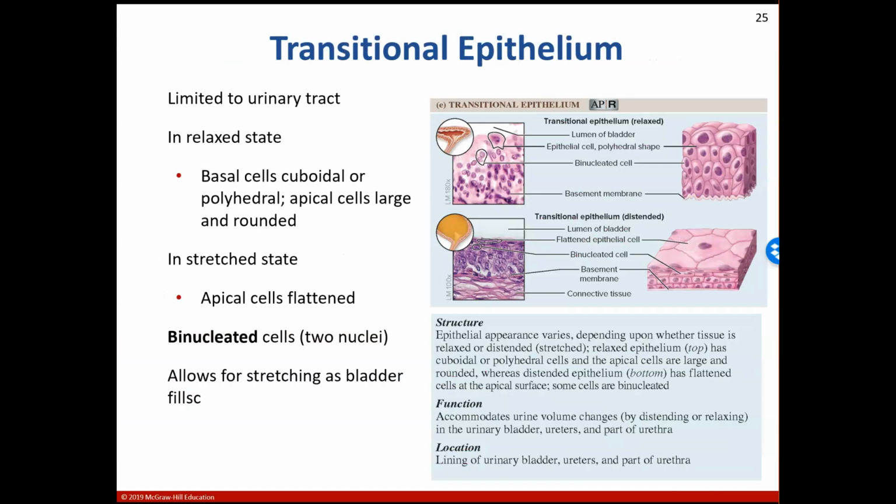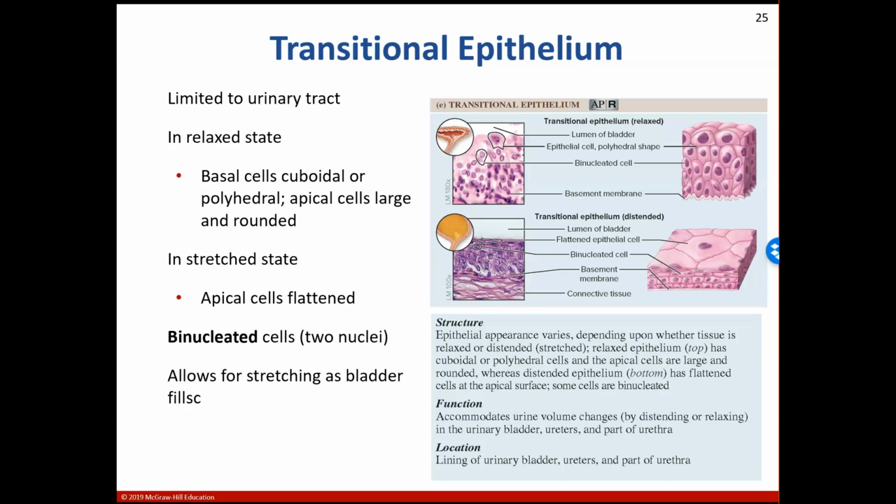And now for our transitional epithelium, it is going to be limited to our urinary tract. When it is relaxed, we'll see that those basal cells are going to be more cuboidal or polyhedral, whereas our apical cells are going to be large and rounded. I like to say that they are globular. But when they are in a stretched or distended state, we'll see that those apical cells will become flattened and more squamous-like. What's interesting about these cells is that they can be binucleated, or have two nuclei within one cell. And this tissue type is going to allow for stretching in areas such as the bladder as it fills.